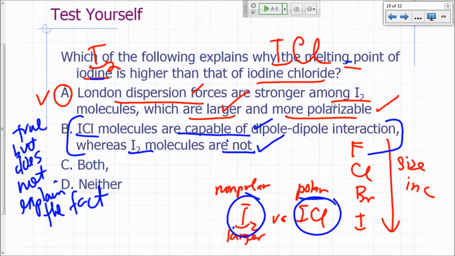What that is telling you then is that in this particular case, the primary determinant as far as the melting point is concerned, as far as attractive forces is concerned, is London dispersion forces. Okay? And if you look up the melting points of iodine and iodine chloride, you'll find the melting point of iodine is in fact larger.